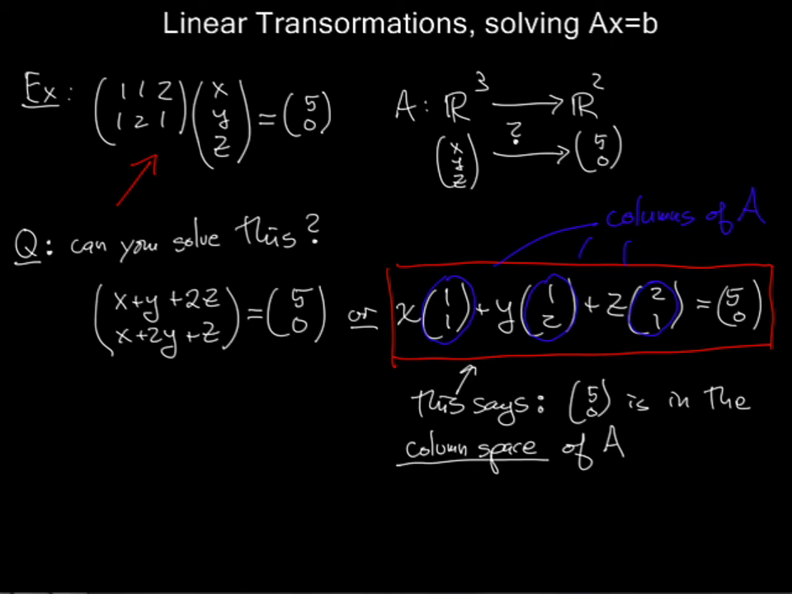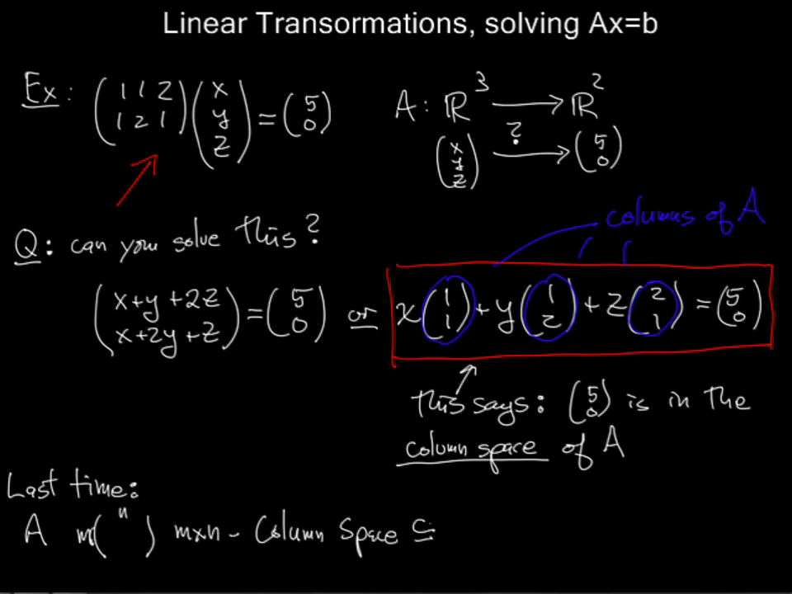So we talked about the column space a little bit last time. I'll remind you, if A is an m by n matrix, the column space is, well, you just take the columns and you consider their span. And since those are m-vectors, the column space is a subspace of Rm.